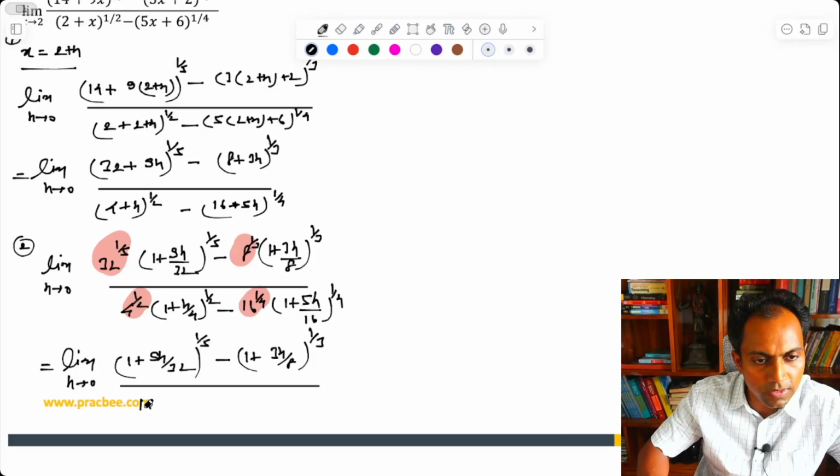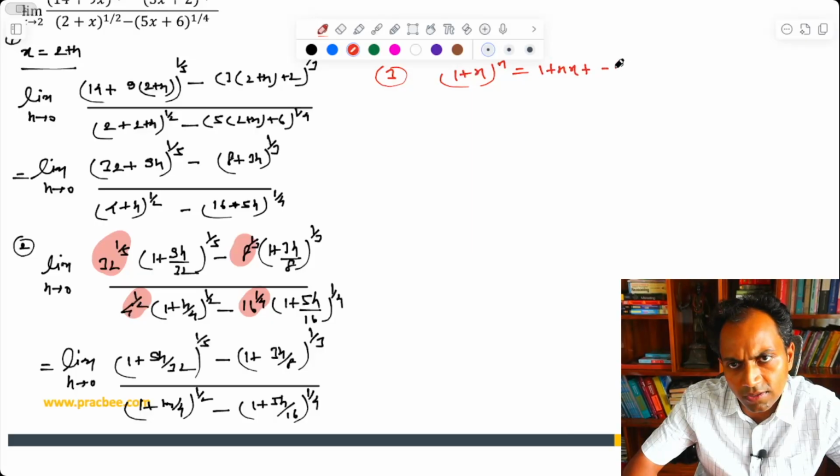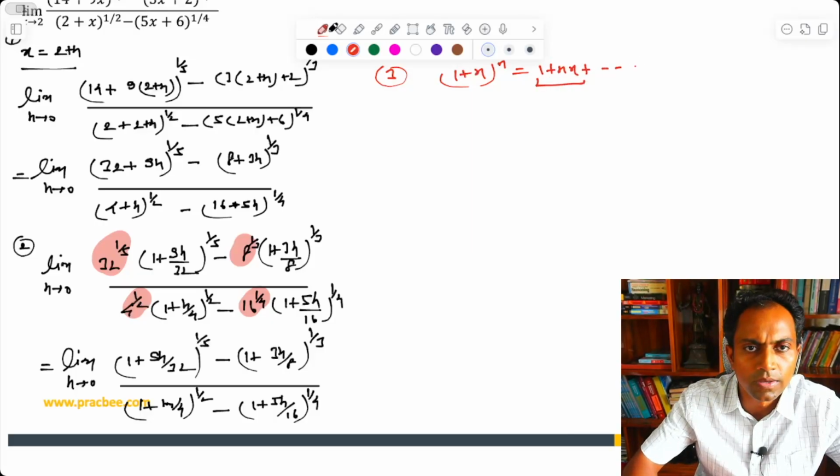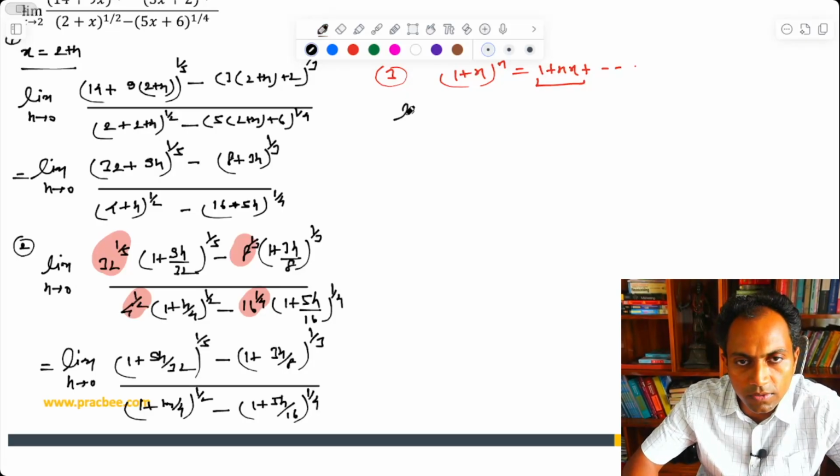Divide by 1 plus h by 4 raised to the power 1 by 2. And lastly 1 plus 5h by 16 raised to the power 1 by 5. Once you have this, now the series expansion that we learned, that we are going to apply in third part, was 1 plus x raised to the power n can be written as 1 plus nx, and other terms also. We will only consider first two. If it does not work out, we will consider taking one more. But I think this should definitely work out.